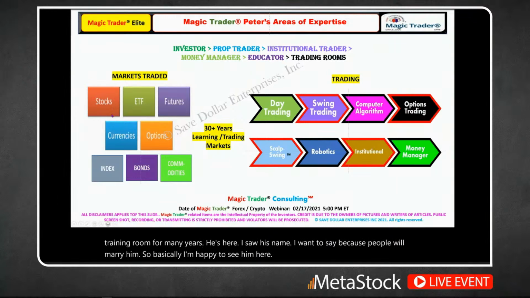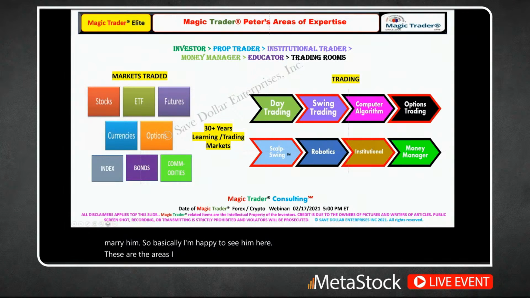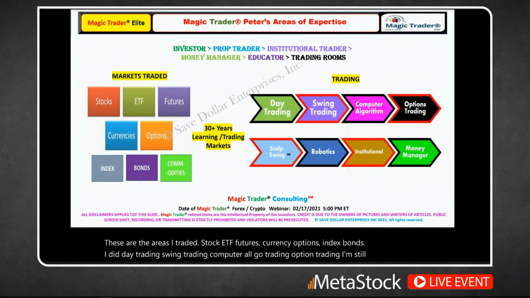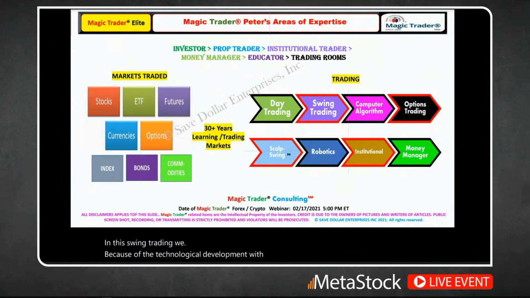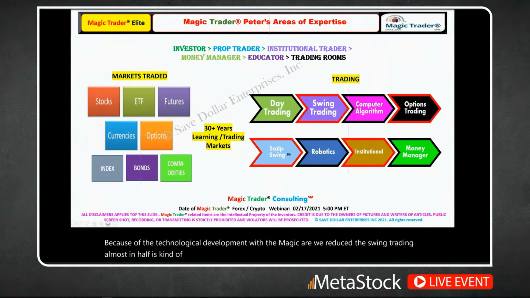These are the areas I traded: stock, ETF, futures, currency, options, index, bonds, commodities. I did day trading, swing trading, computer algo trading, option trading. I'm still doing it. I love it. And swing trading: because of the technological development with the Magic Trader, we reduced the swing trading almost in half. It's kind of very quick results, so exposure to the market is very low. That's what it was really designed for.